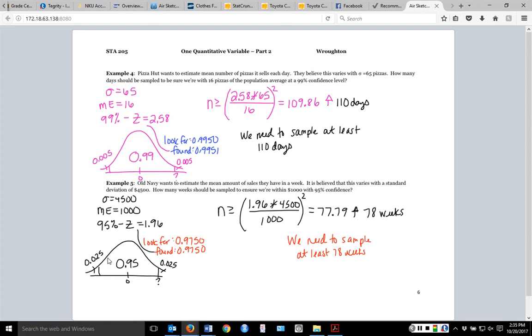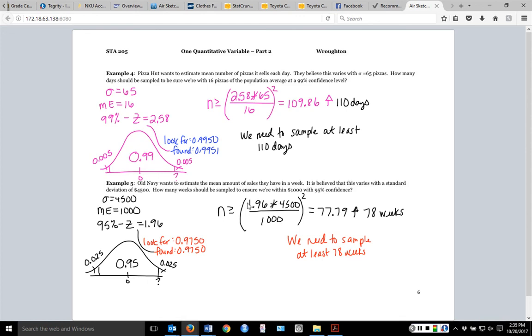So again, there might be things that we'd have to compromise on. So how can I get my sample size to be a smaller number? Well, there are two different things that I can control. I can't really control my standard deviation. That's pretty much a fixed number. The other two numbers I could change is my margin of error or my z. If I want to make this smaller, I can make my margin of error bigger. So if I'm willing to be off more, then I won't have to sample as many weeks.